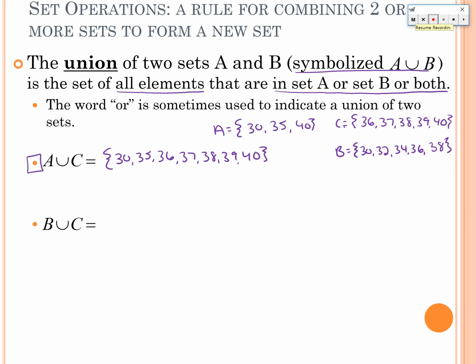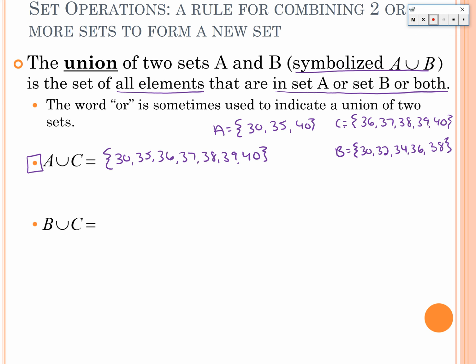All right, so we're going to take set B and set C. We're going to make one superset out of them. But we're not going to write any repeated elements. We're not going to write them more than once is what I mean by that. Like A and C, they both had 40 in it, but I just wrote 40. I still write it, but I just write it once.